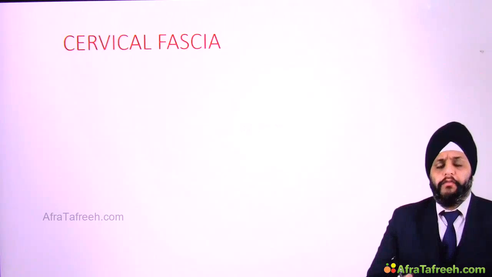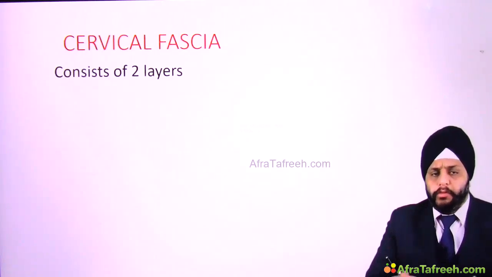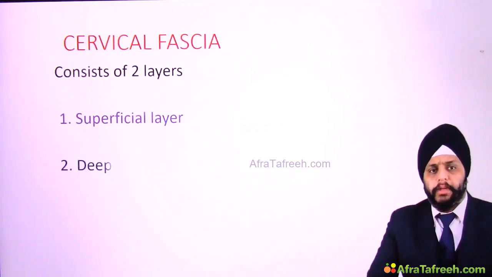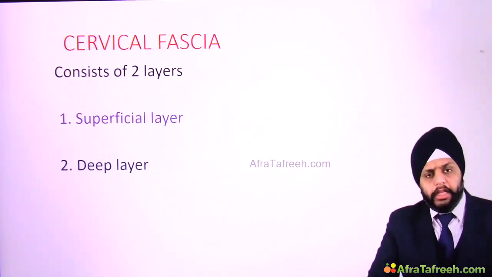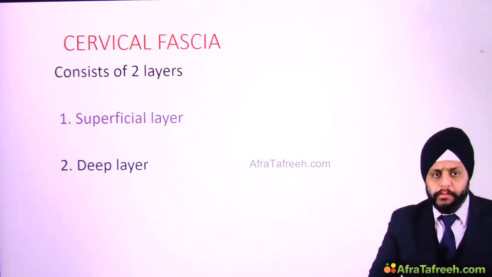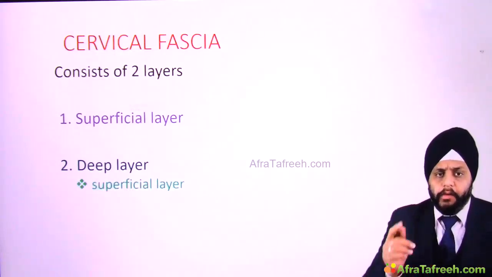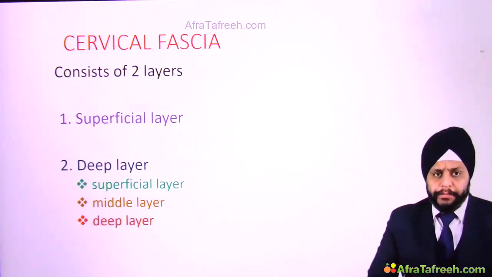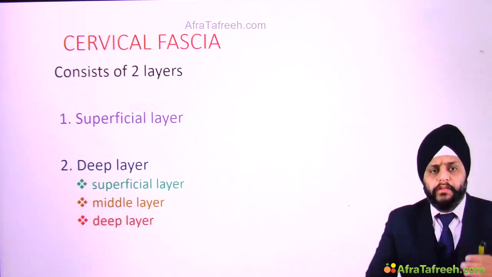Now the cervical fascia is having two layers. Which are those two layers? The superficial layer and the deep layer. Okay, the deep layer we further divide into three more layers. So the deep layer is divided into the superficial layer, the middle layer and the deep layer. Right, now we are going to discuss each of these layers one by one.